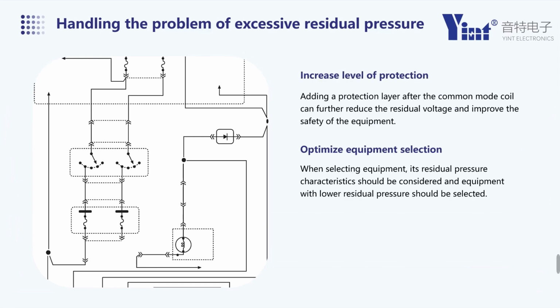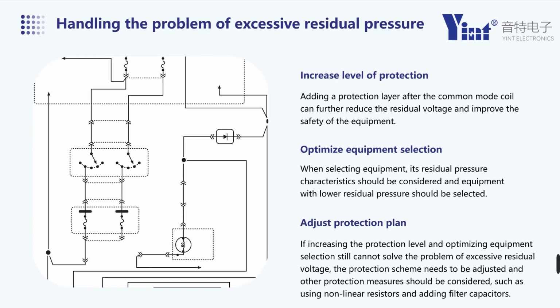Adding a protection layer after the common mode coil can further reduce the residual voltage and improve the safety of the equipment. When selecting equipment, its residual voltage characteristics should be considered and equipment with lower residual voltage should be selected. If increasing the protection level and optimizing equipment selection still cannot solve the problem of excessive residual voltage, the protection scheme needs to be adjusted and other protection measures should be considered, such as using nonlinear resistors and adding filter capacitors.